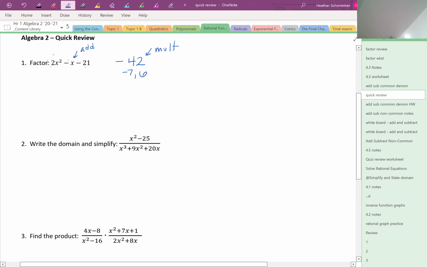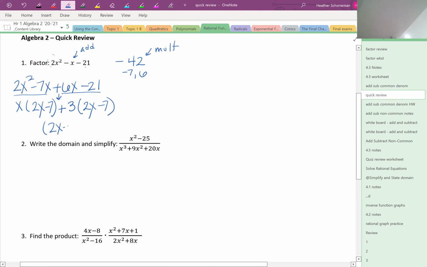So now we're going to rewrite it, splitting this middle term into -7 and 6. So I have 2x squared minus 7x plus 6x minus 21. Okay, now I want to see what I can factor out of the first two terms, and I can take out an x. And when I take out the x, I have 2x minus 7. Sign in the middle comes straight down. Now I want to see what I can factor out of these. I can take out a 3. 6x divided by 3 is 2x. -21 divided by 3 is -7. Now my parentheses match. So I have 2x minus 7, and then a parentheses of what was split, the x plus 3.